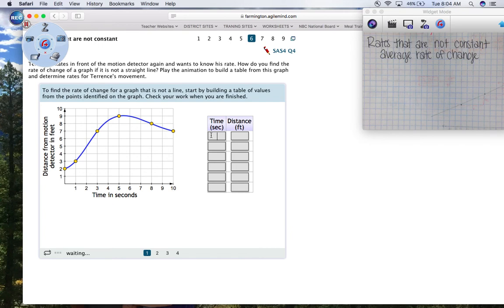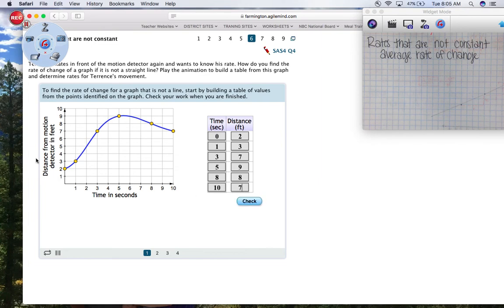Okay, I let you pause it. So at 0 time, the distance is 2. At 1 second, the distance is 3. At 3 seconds, the distance is 7. At 5 seconds, the distance is 9. At 8 seconds, the distance is 8. And at 10 seconds, the distance is 7.